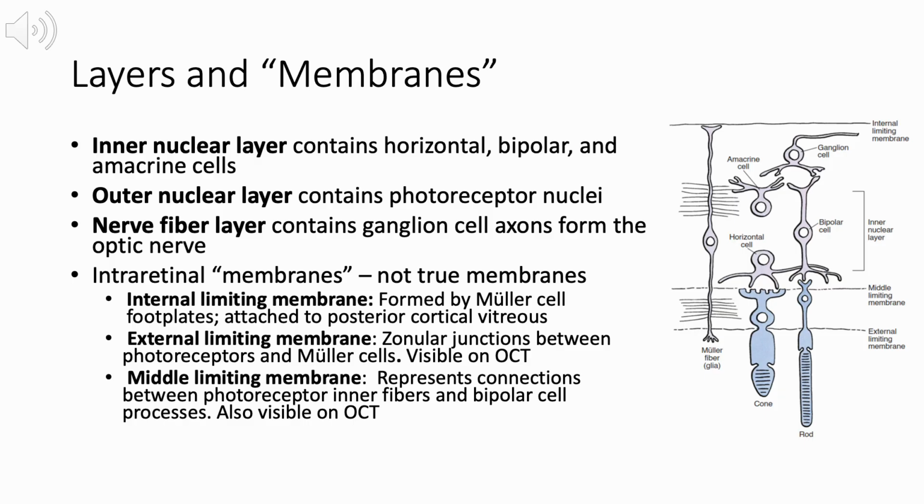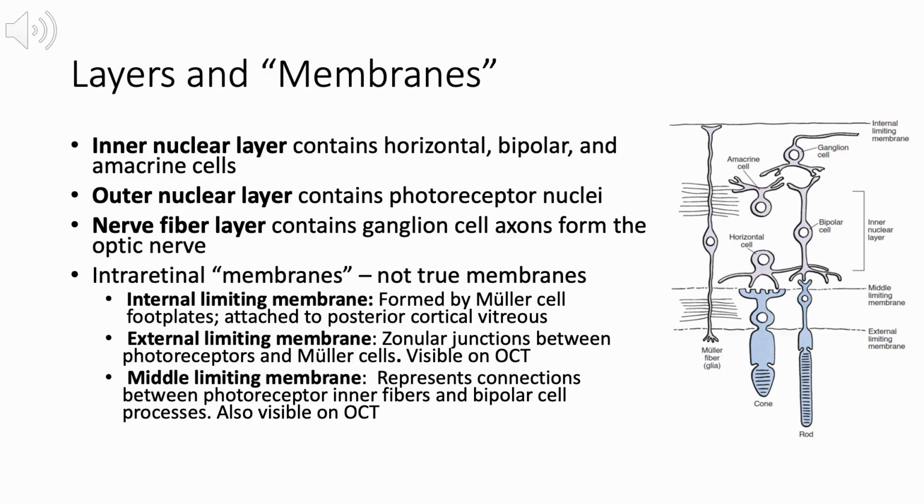This slide reviews key retinal layers and the structures commonly referred to as intraretinal membranes. The inner nuclear layer contains the cell bodies of horizontal cells, bipolar cells, and amacrine cells. In contrast, the outer nuclear layer contains the nuclei of the photoreceptors. Moving more internally, the nerve fiber layer is composed of ganglion cell axons, which collectively form the optic nerve.